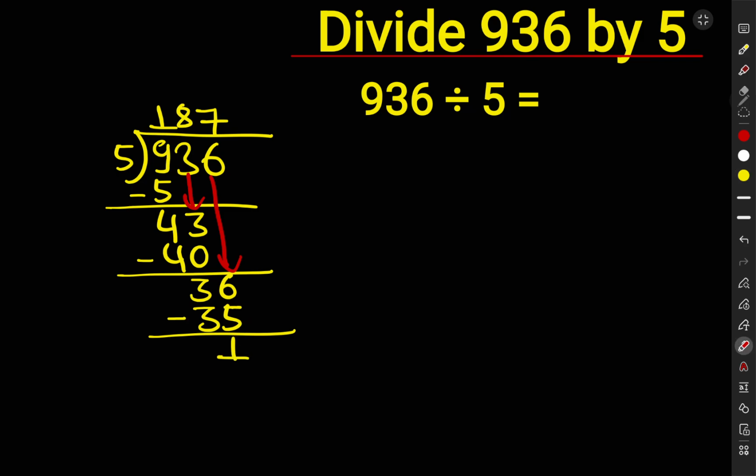So now we have no other number to put down. So we take here decimal, so that we put 0. So it is 10 and 5 times 2 is 10. On subtracting we get 0.